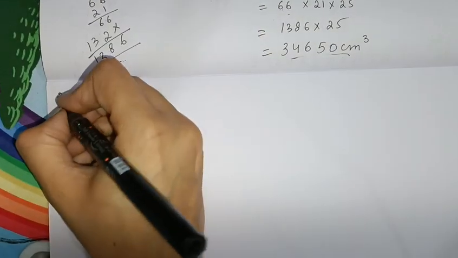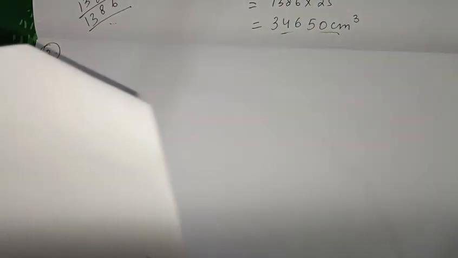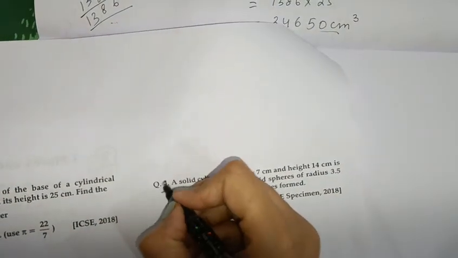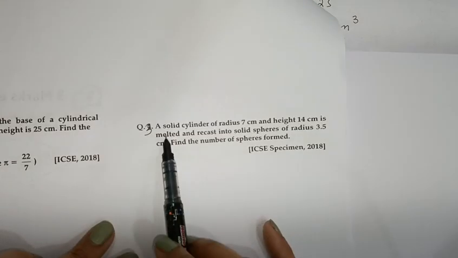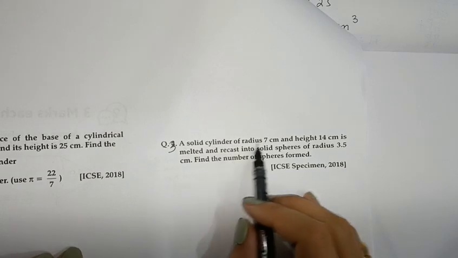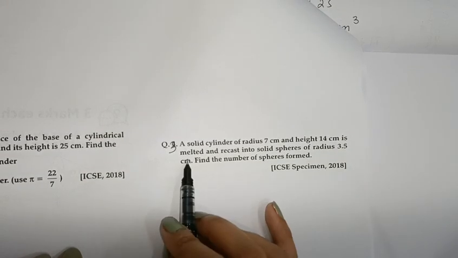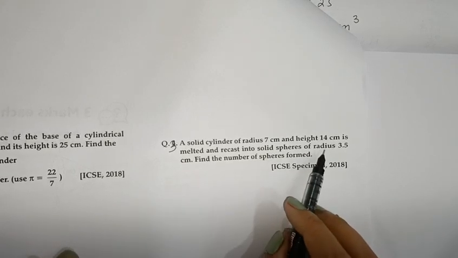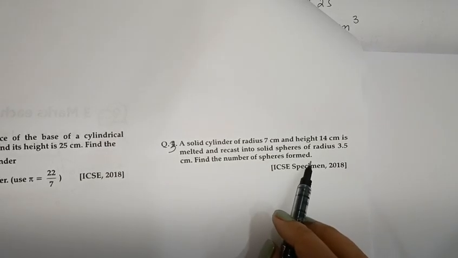This is our question number 3. A solid cylinder of radius 7 centimeter and height 14 centimeter is melted and recast into solid spheres of radius 3.5 centimeters. Find the number of spheres formed.